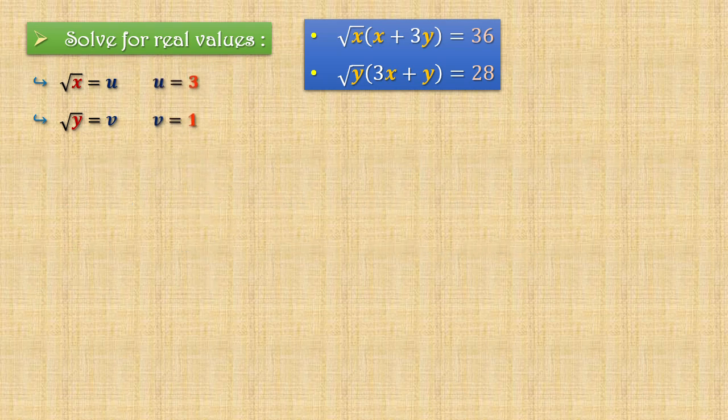Now to recapitulate our work, we have square root of x equals u, and u equals 3. And square root of y equals v, and v equals 1. So we would have square root of x equals 3, therefore x equals 9, on the one hand, and square root of y equals 1, which means that y equals 1, on the other hand. So, the solution to the system is the couple of integers x and y which are respectively equal to 9 and 1.